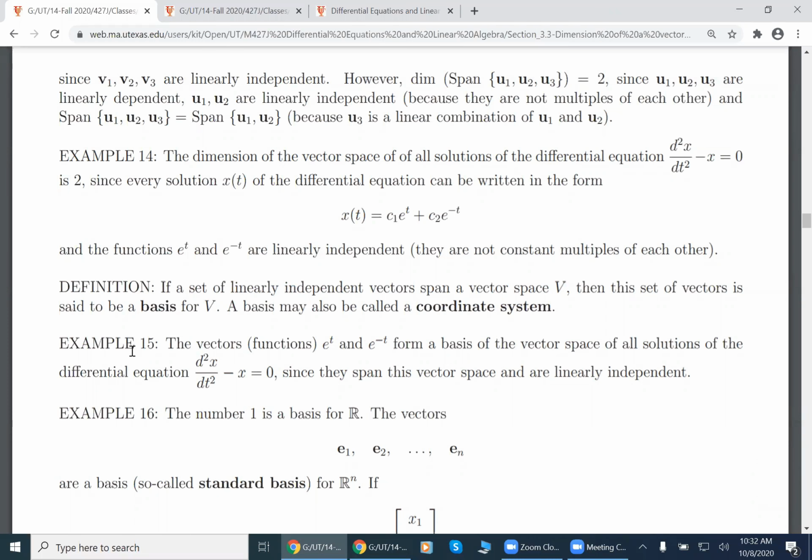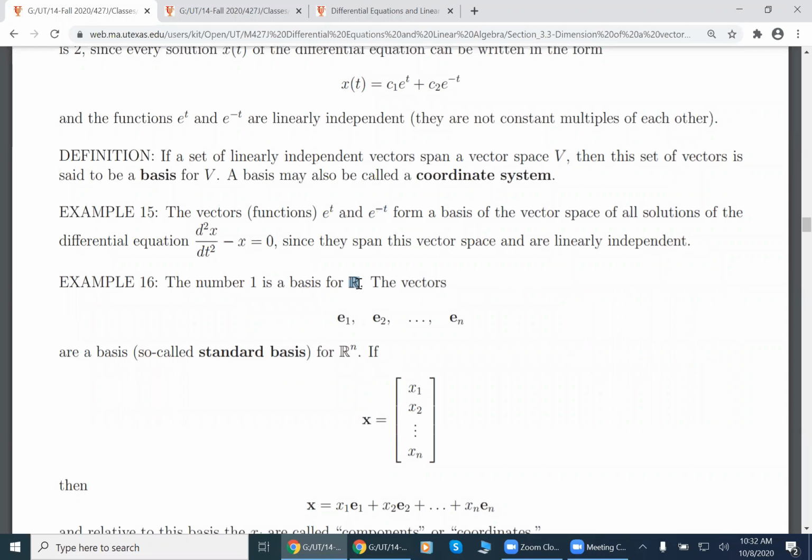In simple words, dimension is the number of vectors in a basis. This is the difference between basis and dimension. A basis consists of vectors. Dimension is the number of vectors in a basis. For example, for the vector space of solutions of this equation, the basis is these two functions, and the dimension is 2. For R, a basis is the number 1. By the way, any non-zero number is a basis of R because any real number is a multiple of 1.